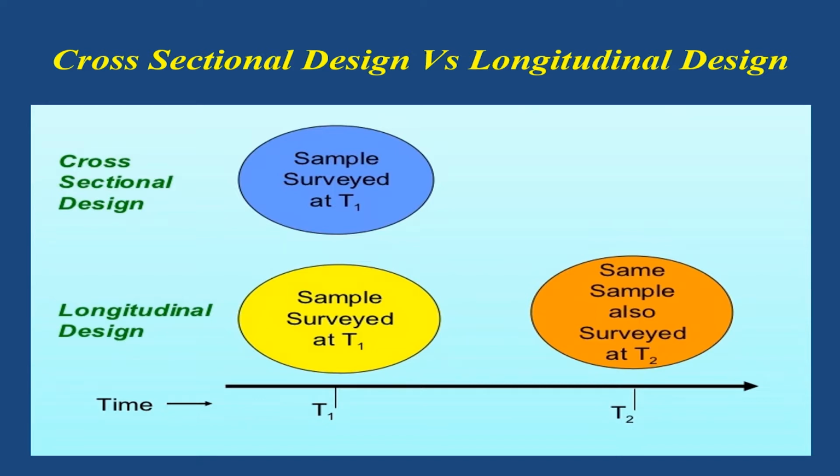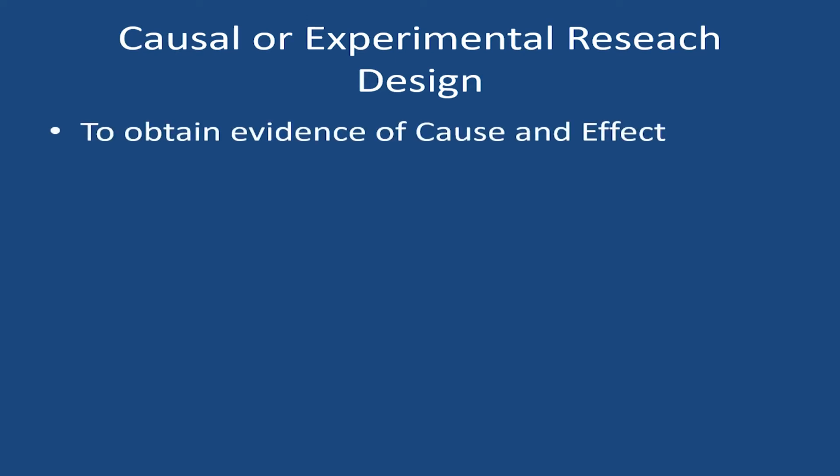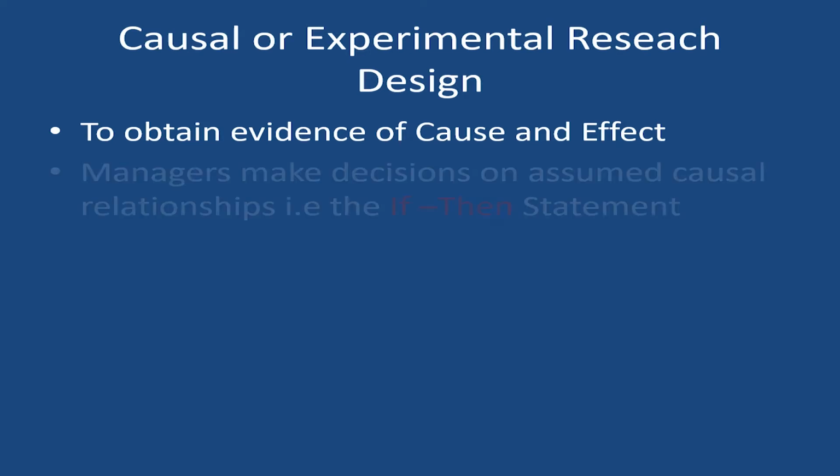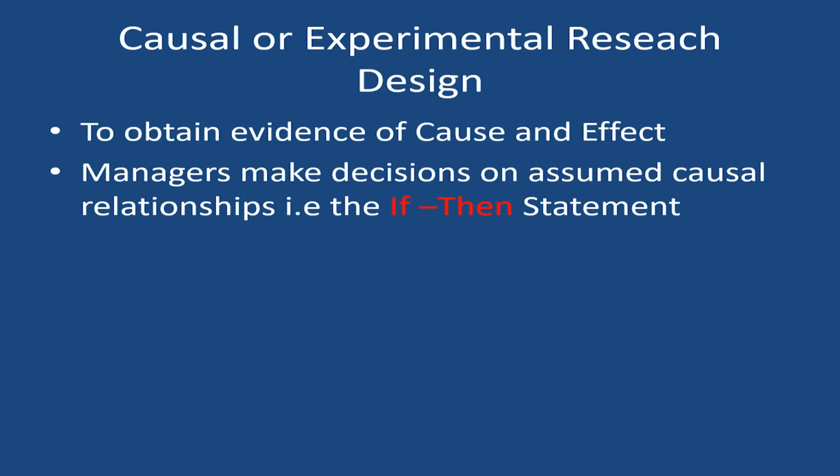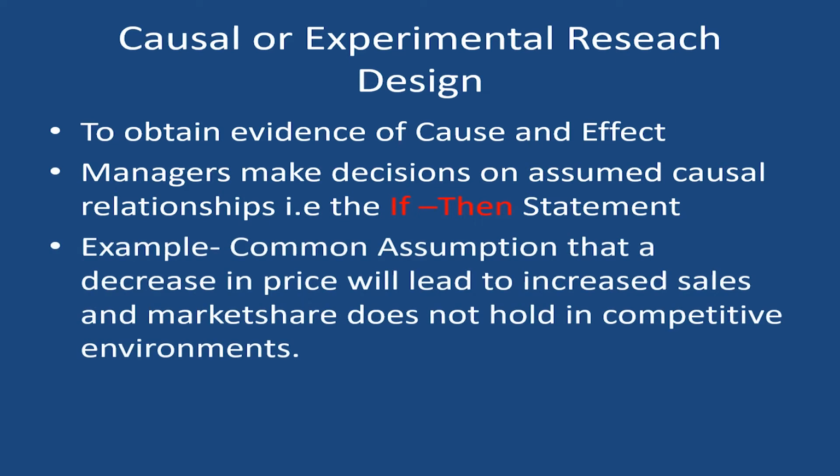Now let's discuss the causal or the experimental design in detail. Causal or the experimental research is used to obtain evidence of the cause and effect or causal relationships. Managers continually make decisions based on assumed causal relationships. For example, if-then statement. The common assumption that a decrease in price will lead to increased sales and market share does not hold in certain competitive environments.